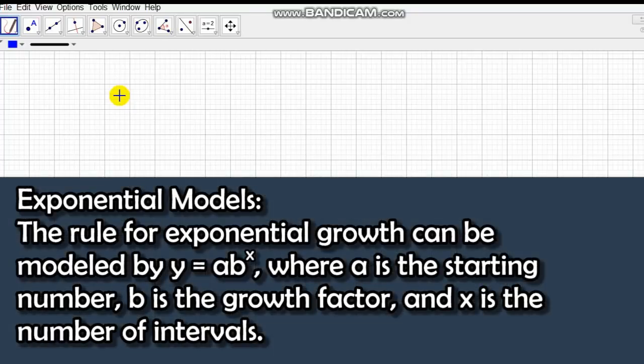The rule for exponential growth can be modeled by y equals ab raised to x, where a is the starting number, b is the growth factor, and x is the number of intervals.